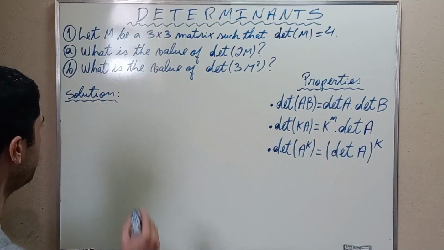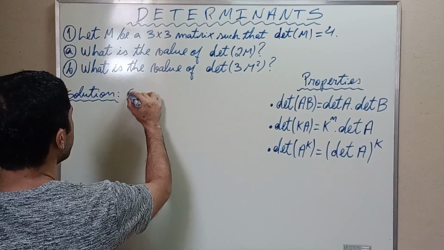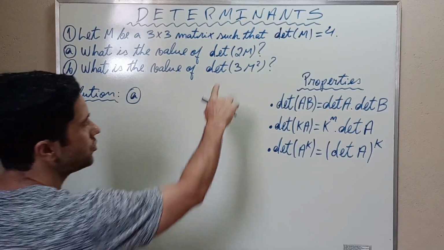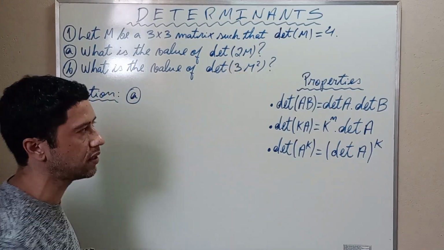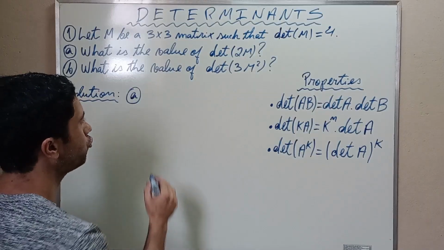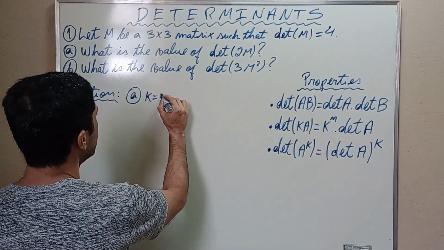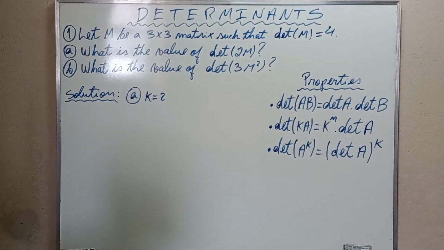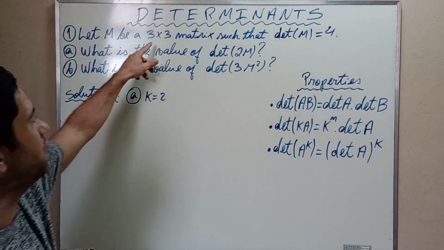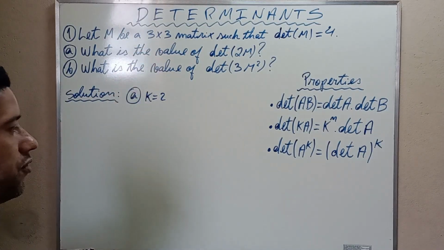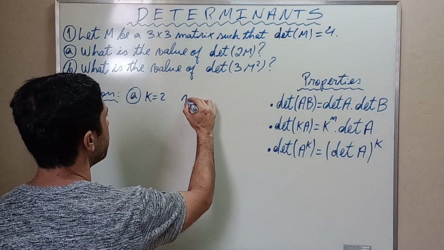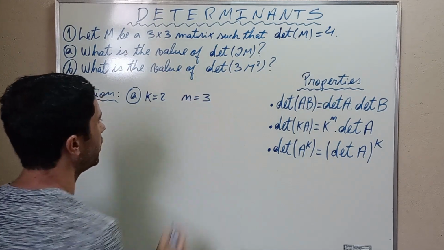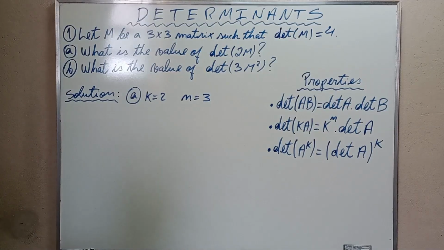For letter A, the constant or scalar multiplying the matrix is 2. K is equal to 2. And as the exercise informed us, this is a 3 by 3 matrix. Then n is equal to 3. Okay?